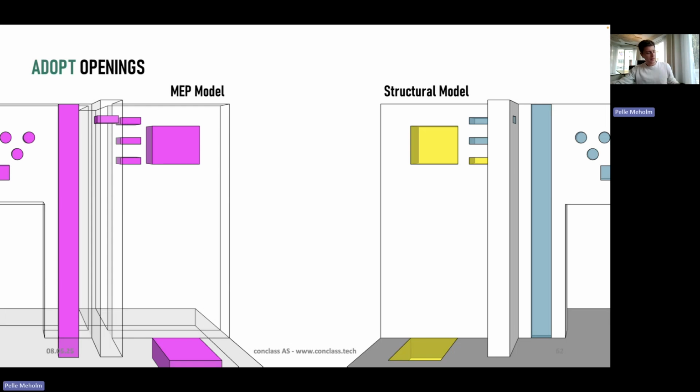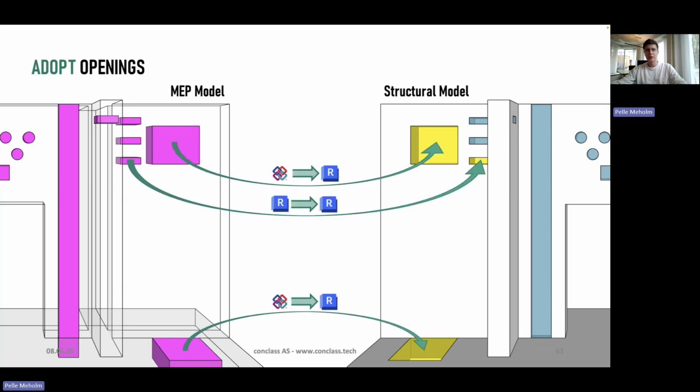Once you have created the openings, or maybe you're also receiving openings from an MEP engineer who is not working with Revit, but you want to adopt or transfer these openings in your structural or architecture model to create real cutouts in walls, floors, and so on. You can also do that using ConVoid.